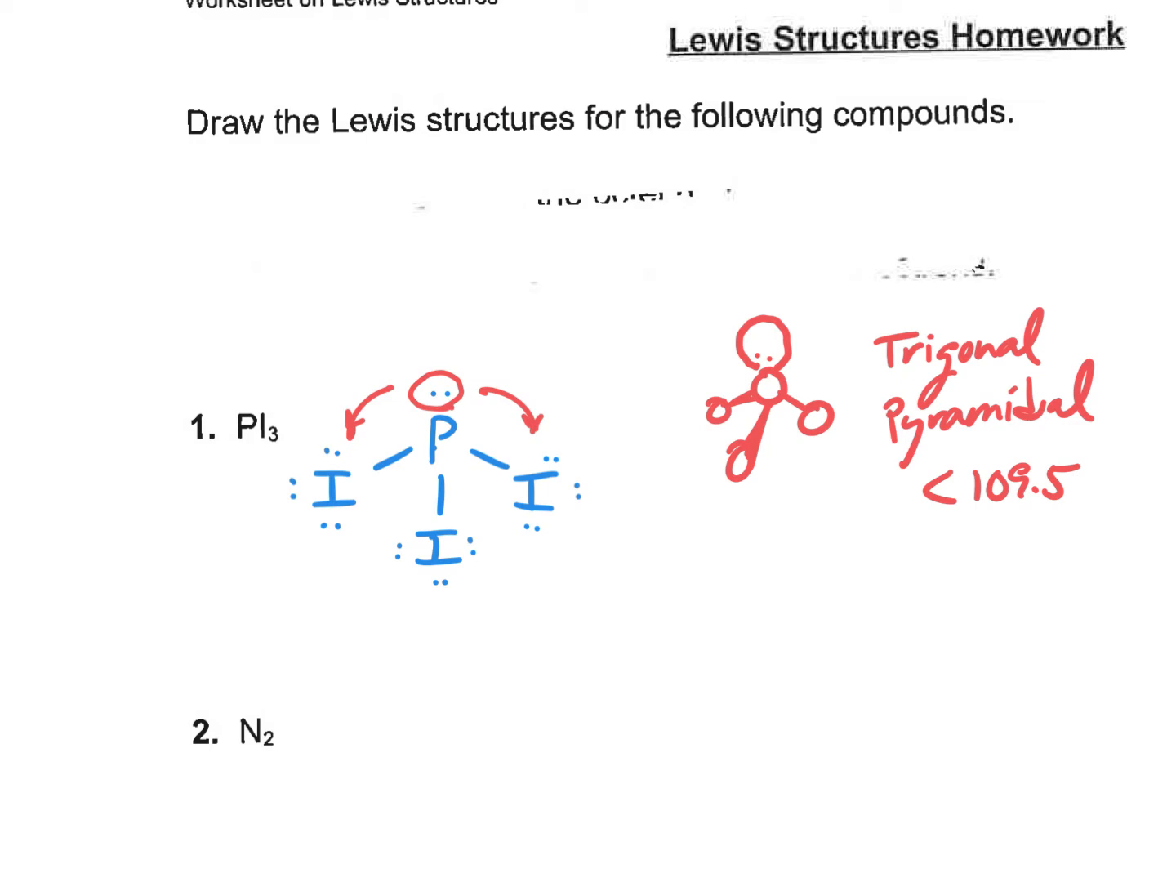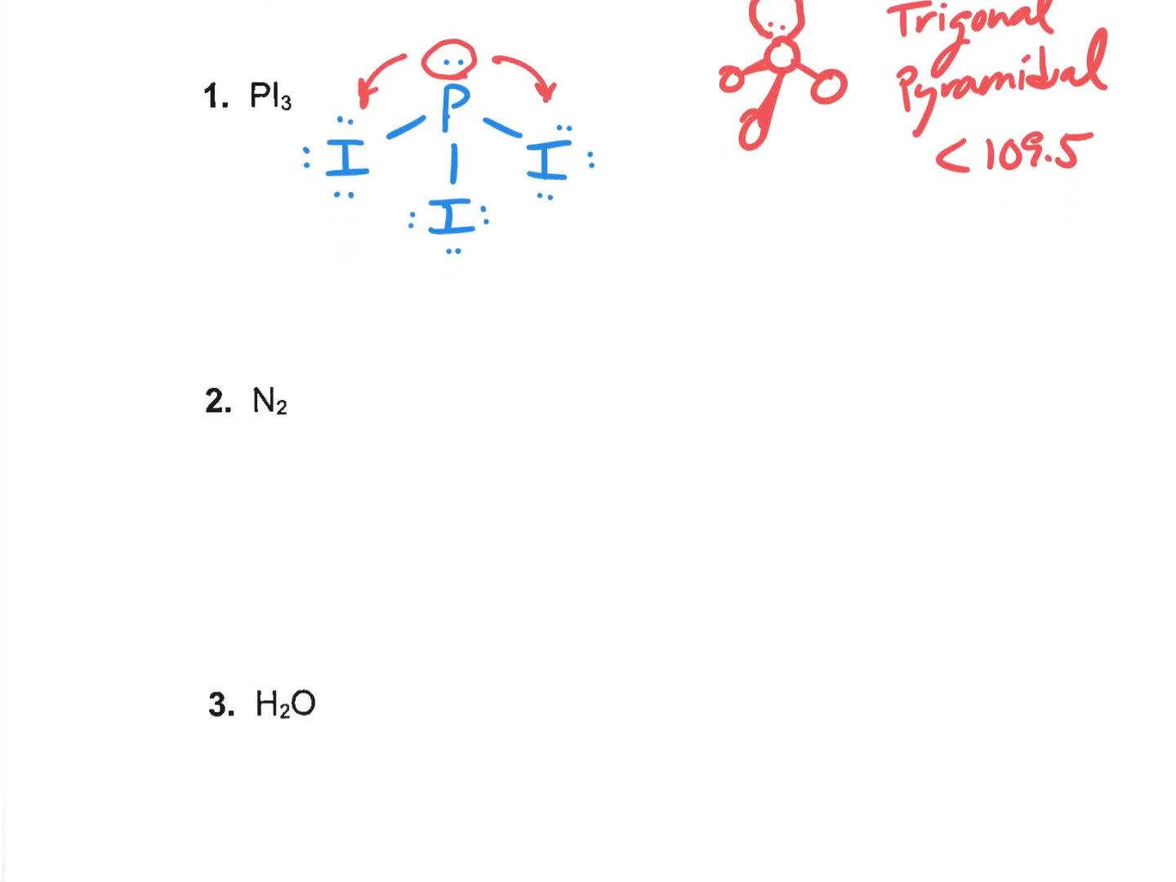But since the lone pair electrons here actually take up more space than the atoms do, they're going to push down on these iodine atoms more. So, in fact, they get squeezed together beyond 109.5, so the bond angle is less than 109.5. All right, now, we've already done nitrogen in class a couple of times. We've done water a couple of times already.